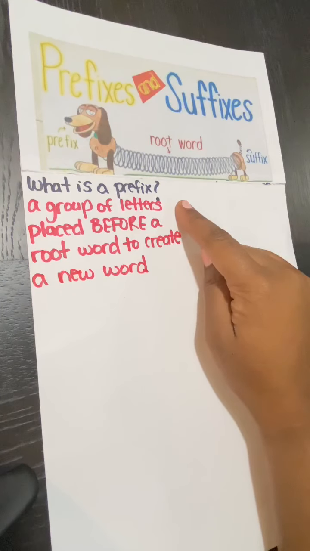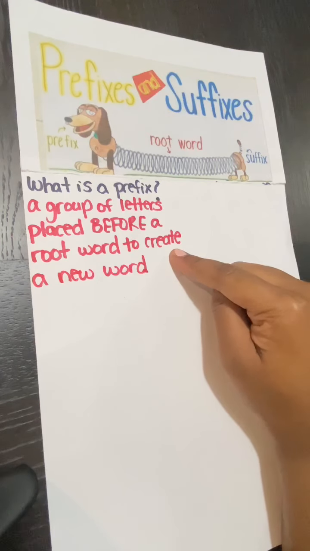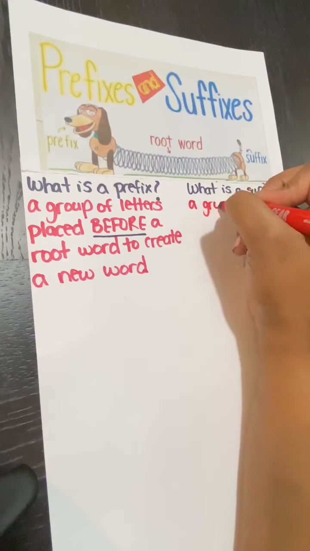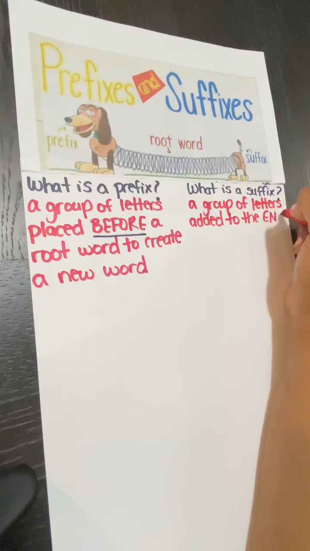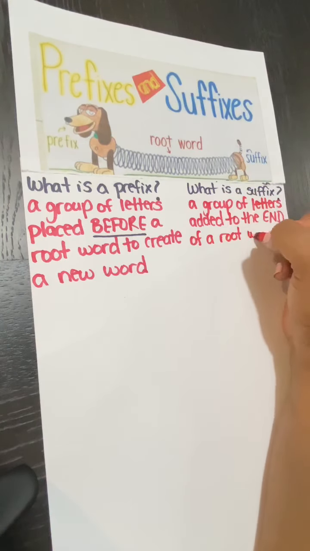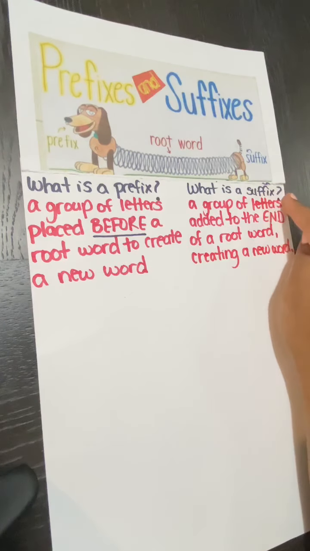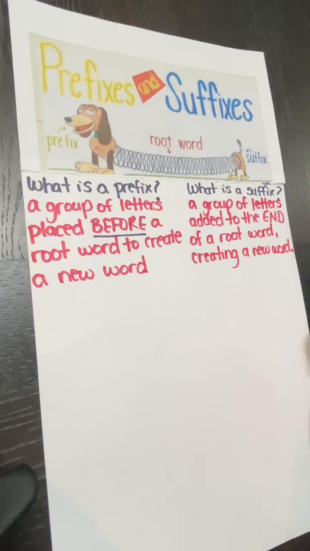What is a prefix? A prefix is a group of letters placed before a root word to create a new word. What is a suffix? A group of letters added to the end of a root word, creating a new word. When you add a prefix or a suffix to a word, you change the meaning of that word.